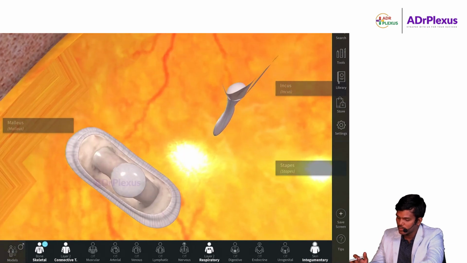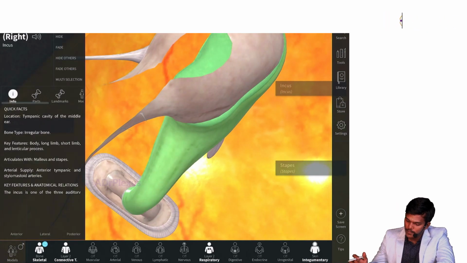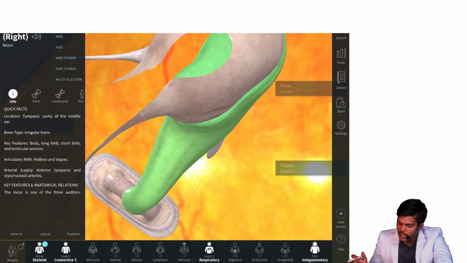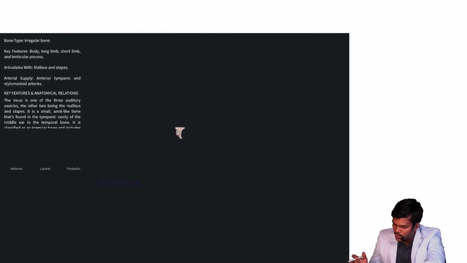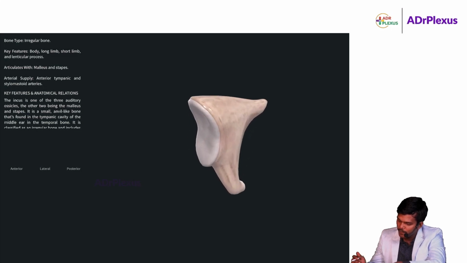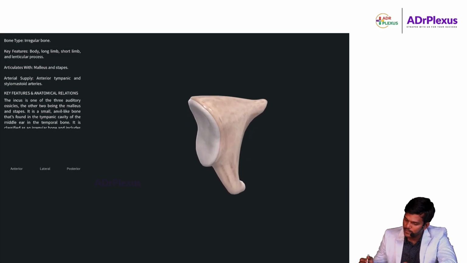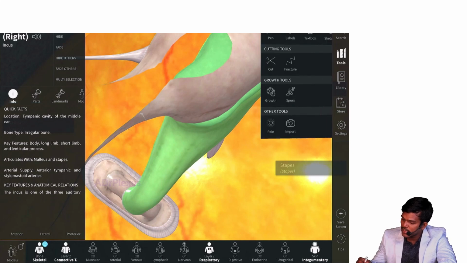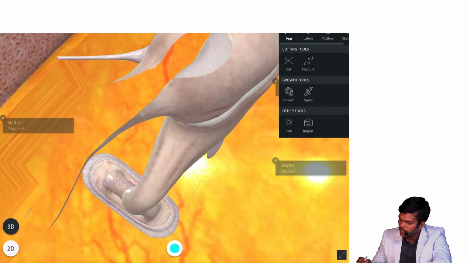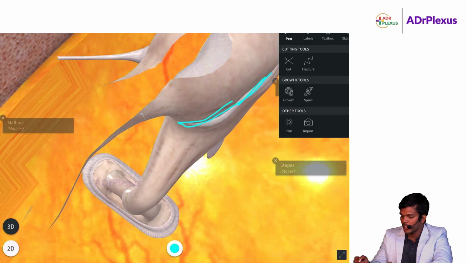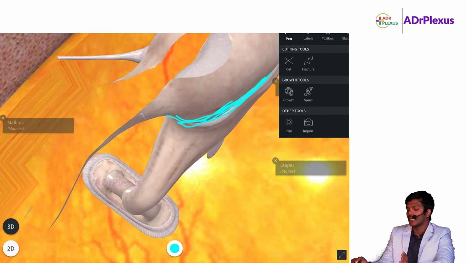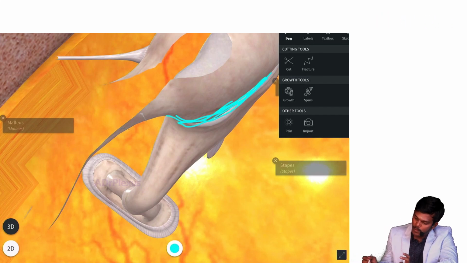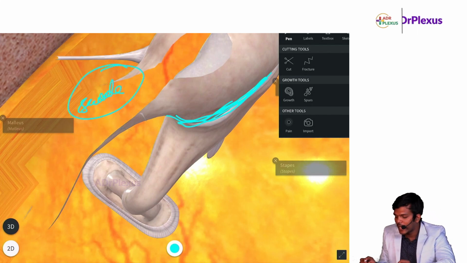The other ossicle, look, this is the incus. Okay, this incus, if you look, it is having a facet over here. This facet is for the malleus to get attached. So this is the incudomalleolar joint. This incudomalleolar joint is nothing but a saddle joint.